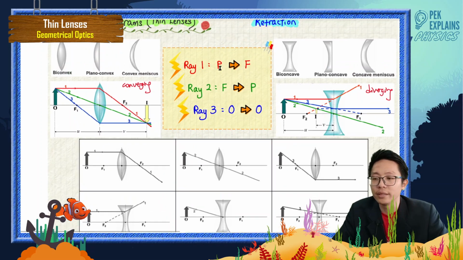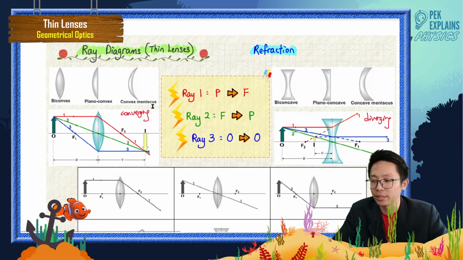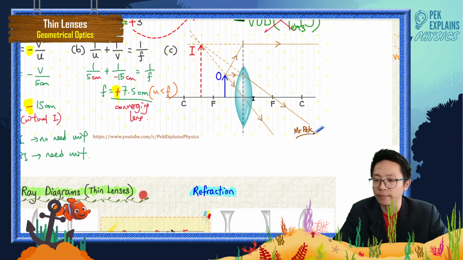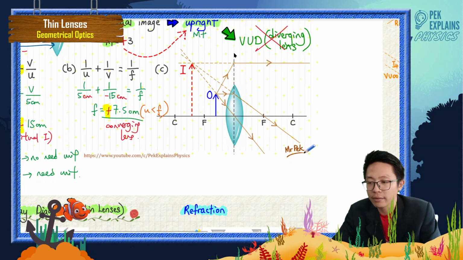This one, ray 1 is parallel to the focal point. Let me show you. This convex lens always converges light. So let's draw ray 1 first. Ray 1 is parallel to the focal point. This is ray 1. Let me highlight it with the highlighter. Ray 1 is parallel.